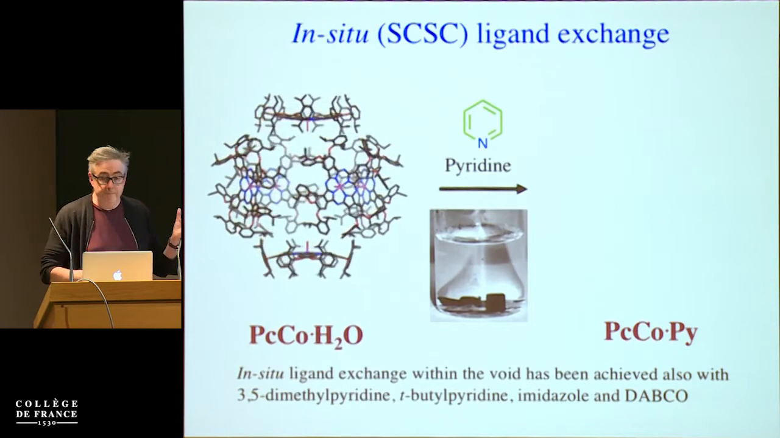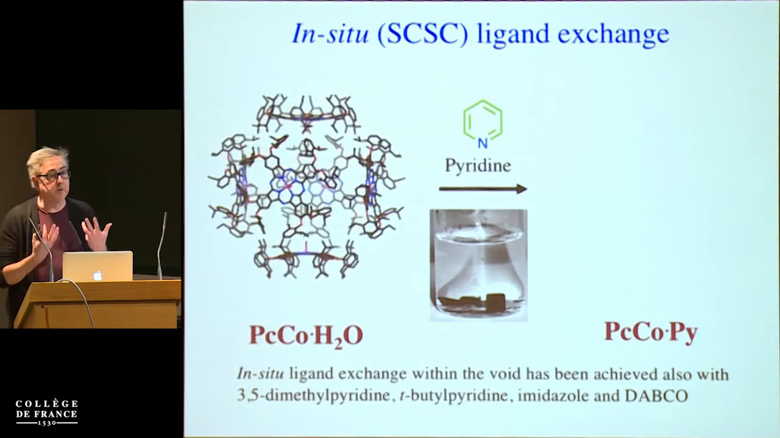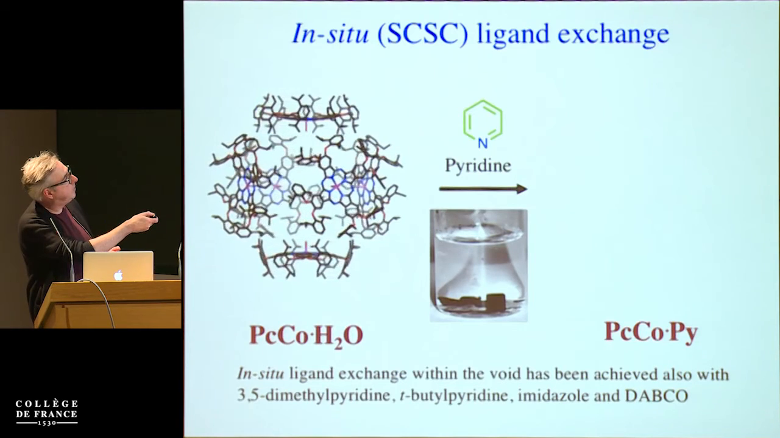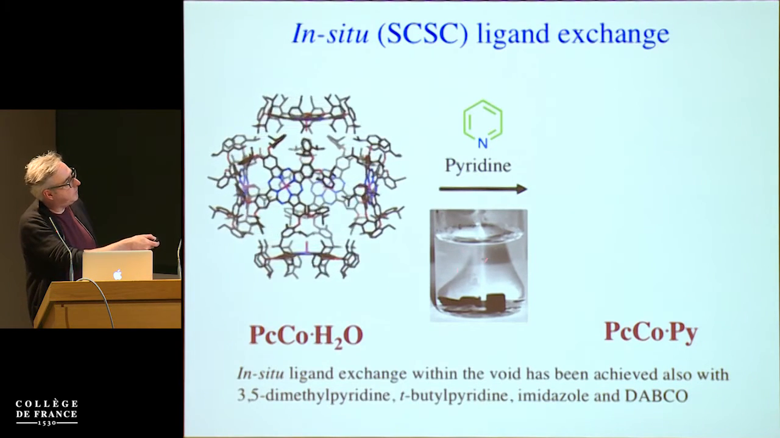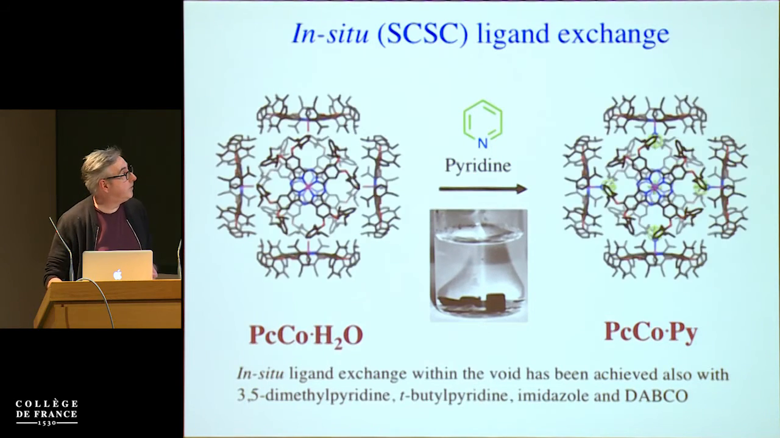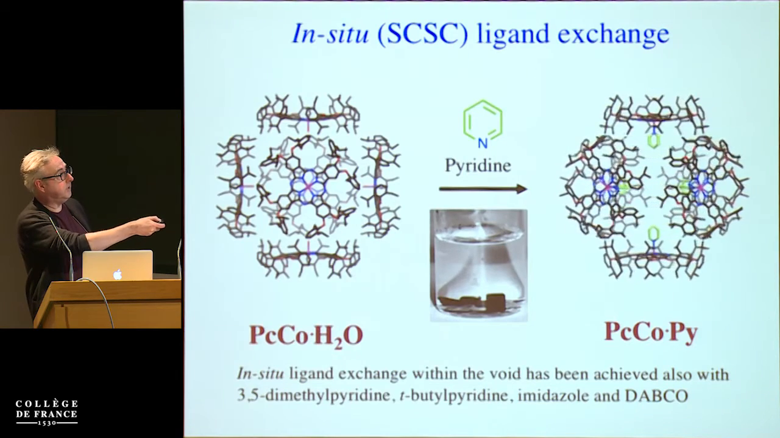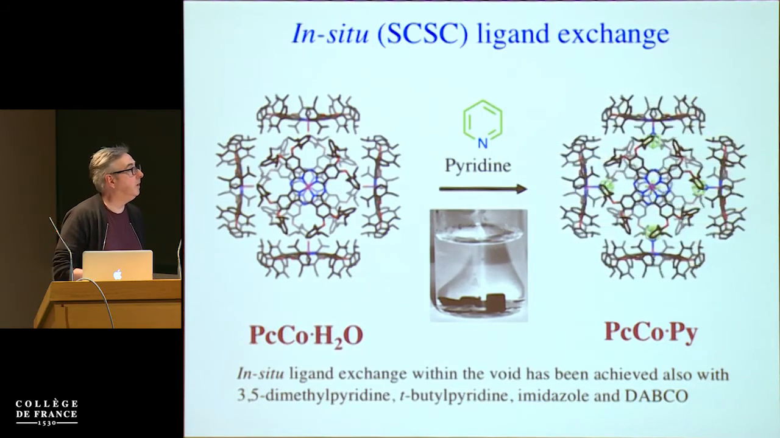You can also do some chemistry on the metals. The metals are exposed. So this is the cobalt version of the crystal. You basically put some pyridine in the solvent in contact with the crystals, and then you do a single crystal transformation, and you see the pyridine inside the void structure of the crystal.